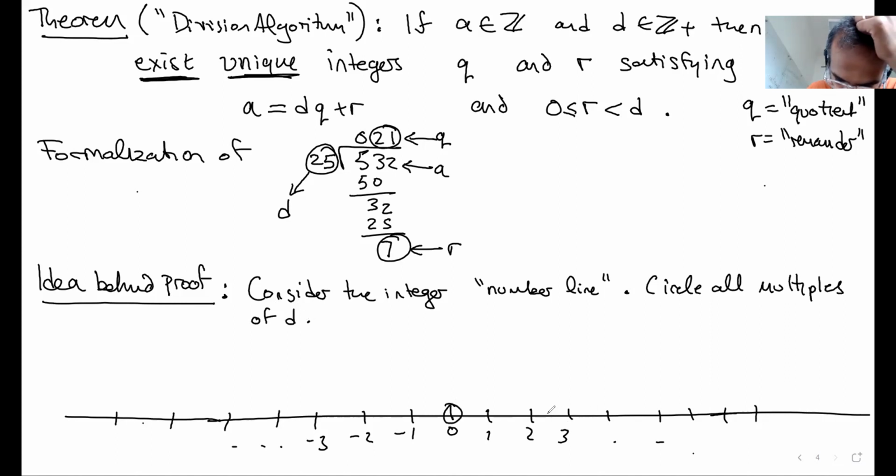So 0 is a multiple. Let's say the divisor is 3, right? So 0, 3, and so on. We'll circle every third integer, etc. And the distance between any two of these is going to be exactly D. So now, how do you find this quotient and remainder? Let's star this one.